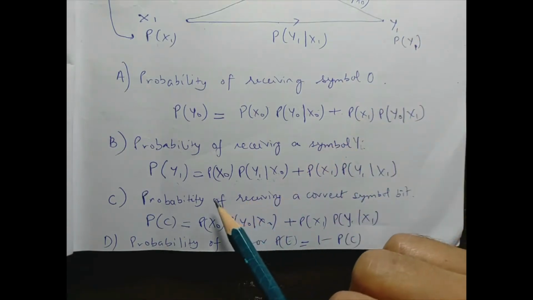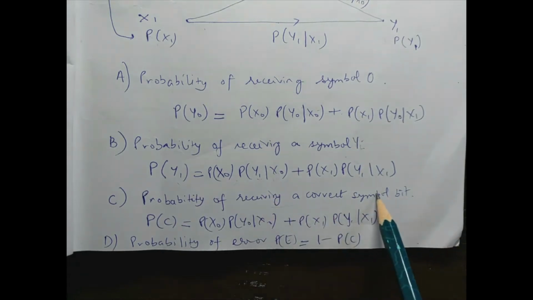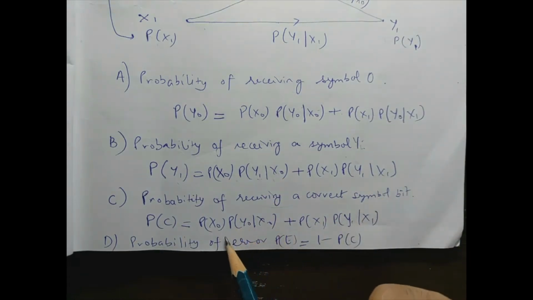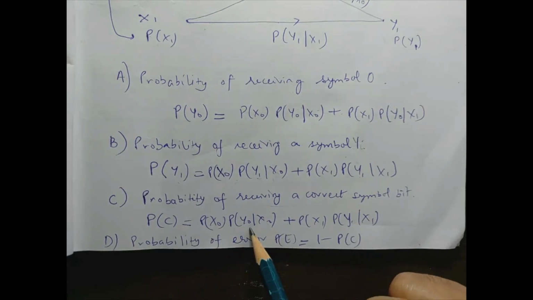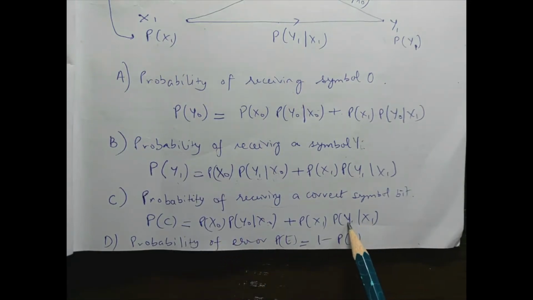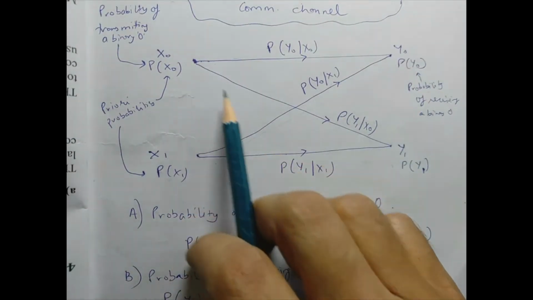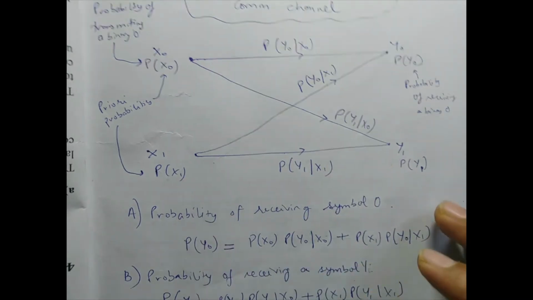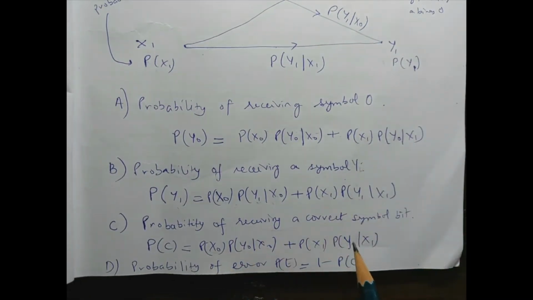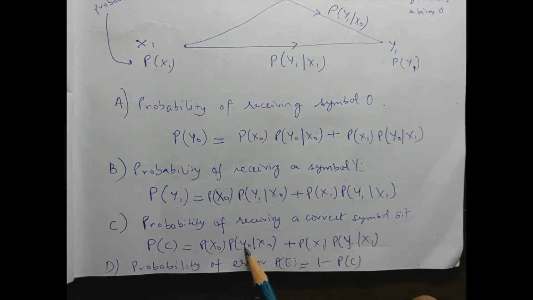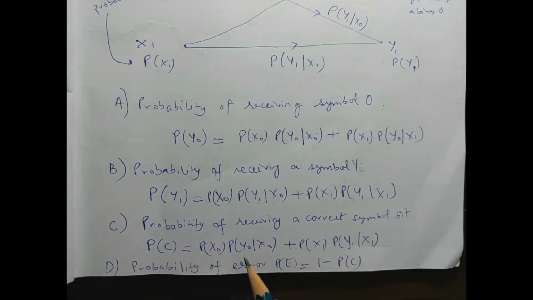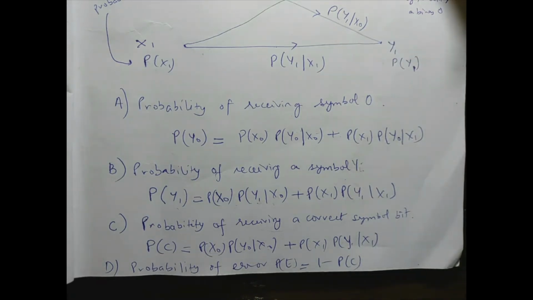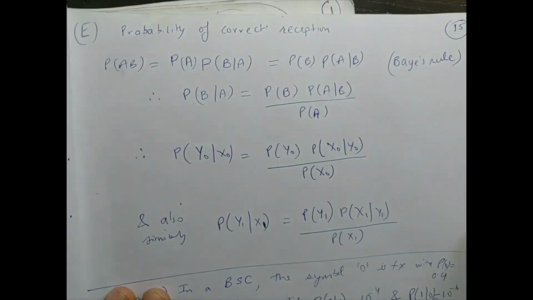So if we see this formula here, for receiving the correct symbol bit, you are transmitting an x0, so you should receive a y0. If you are transmitting an x1, you should receive a y1. So transmitting this should get this, not this. Transmitting this should get you this, not that. And 1 minus the probability of correct transmission will give you the probability of error. I hope I did that right.